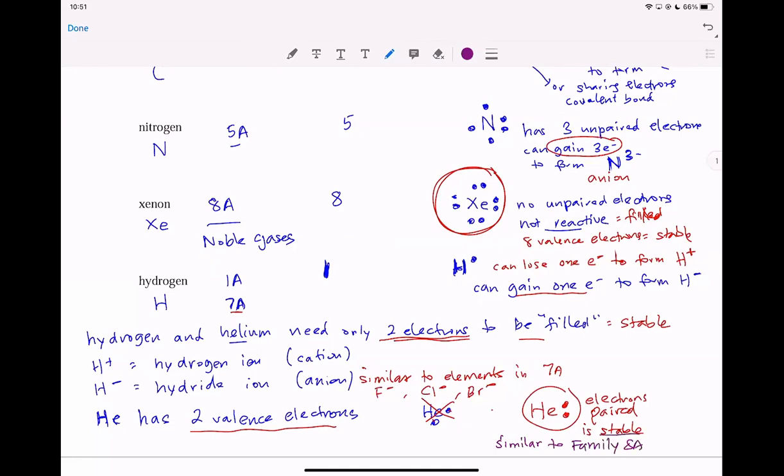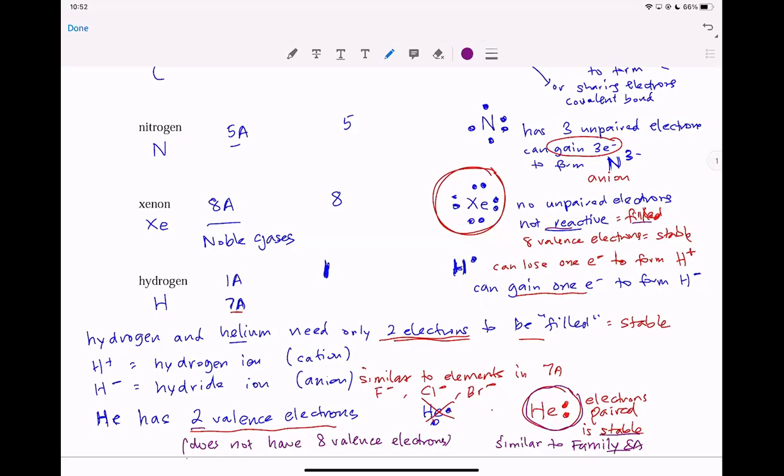They don't want any more electrons. Xenon is not reactive. It has a filled valence shell with 8 electrons. Helium also has a filled valence shell. And so that's why you find helium in family 8A all the way over on the right. It doesn't have 8 valence electrons. It only has 2. But why it is in family 8A is because it acts like all those other elements in that family, because it is filled with the 2 instead of needing 8.